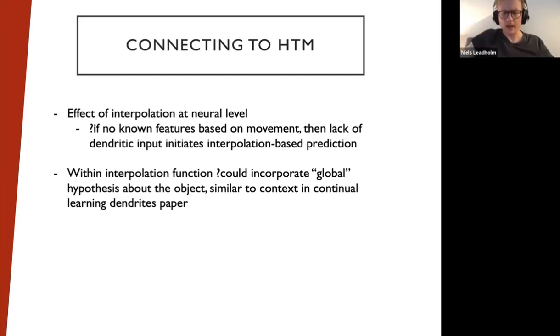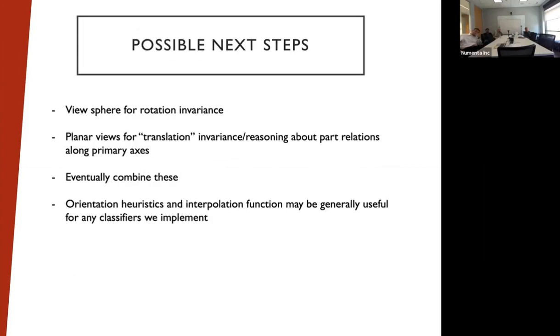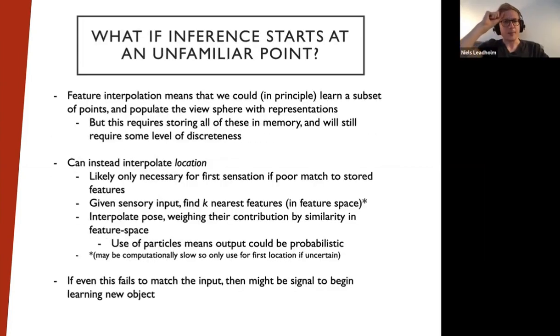And this might actually benefit from something like the continual learning dendrites paper approach, where you have context applied to the neural network. I'm almost done. But just to say, the one difficulty of this is what happens if inference starts at an unfamiliar point, because what I've described works if we've visited nodes that we are familiar with and we're visiting one that we don't know. But it's not clear what we do if we start at an unfamiliar point.